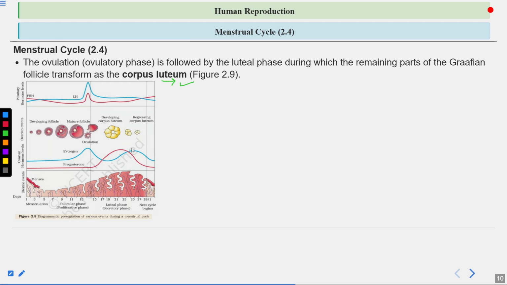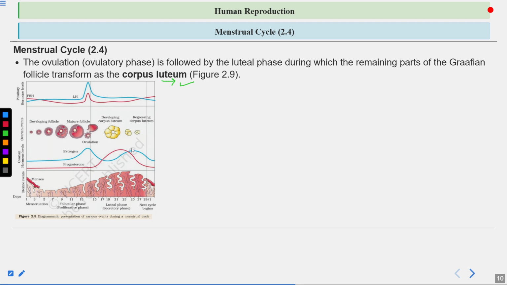Okay, clear? So a question can come from here. As the corpus luteum is a temporary endocrine gland, why? What hormone does it release? What is the role of that hormone? And if the female is continuously taking the progesterone hormone, then will the menstrual cycle occur? So what will be the answer to this question?